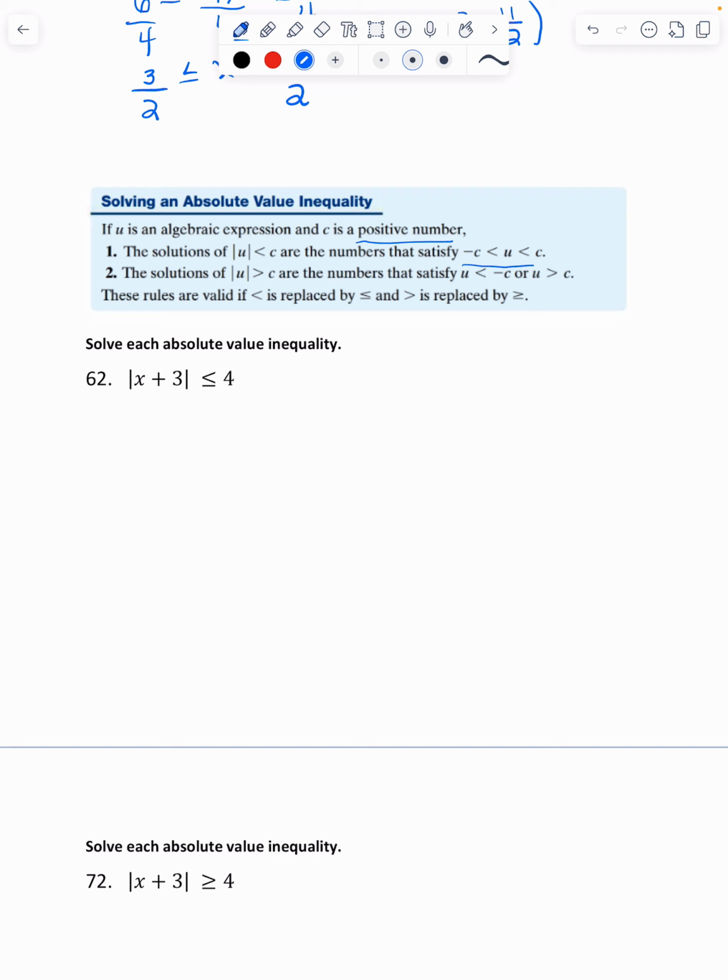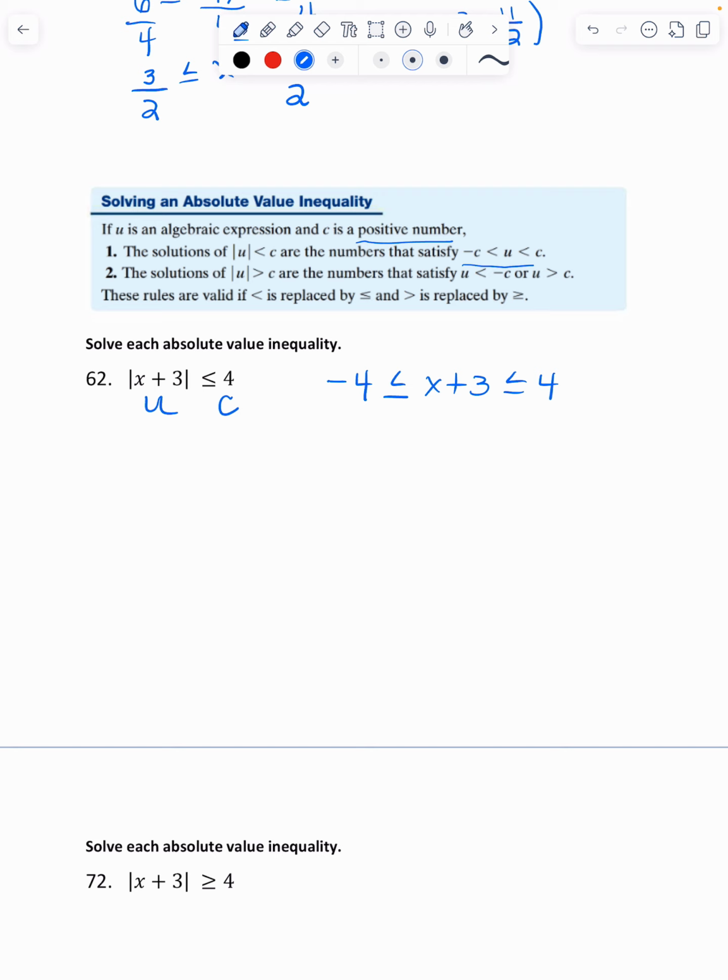All right, take a look at 62. We have the absolute value of x plus 3 is less than or equal to 4. So with less than, you rewrite it as a compound inequality. This is U, and this is C. So the compound inequality, you take the negative of that C value, and it's less than or equal to whatever the U is, that's the expression inside the absolute value, less than or equal to 4. If it's less than or equal to, both of your signs over here are going to be less than or equal to.